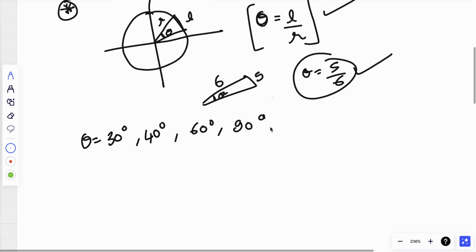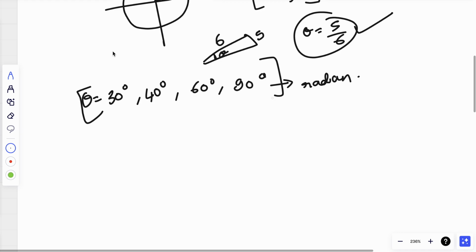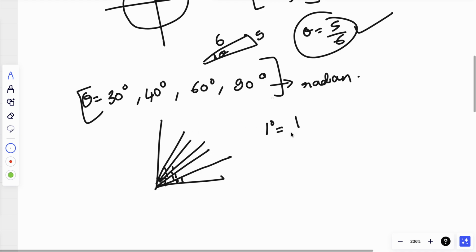So now we will try to understand the concept of radian as well going ahead. So far we know that theta is equal to 30 degrees, 40 degrees, 60 degrees, 90 degrees, right? Now how do we read this? Suppose there is a triangle, and this is 90 degrees, right? This 90 degrees is made up of many 1 degrees. 1 degree, 1 degree, 1 degree. So what is 1 degree? 1 degree is the 1 by 90th section of that 90 degrees, right? Am I right here?